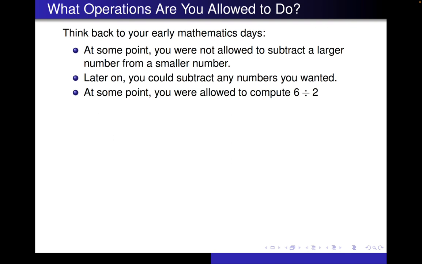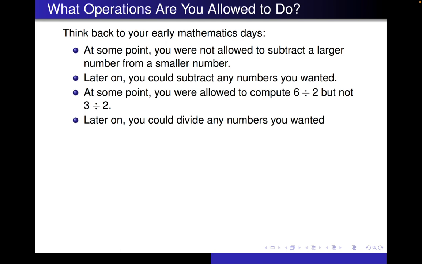And similarly, when you were first learning division, you were allowed to compute division problems like 6 divided by 2 to get 3, but you were not allowed to do 3 divided by 2 because you wouldn't get a whole number. However, later on, when you learned about fractions and rational numbers, you could divide any numbers that you wanted. Well, you couldn't divide by 0, but everything else you could divide.